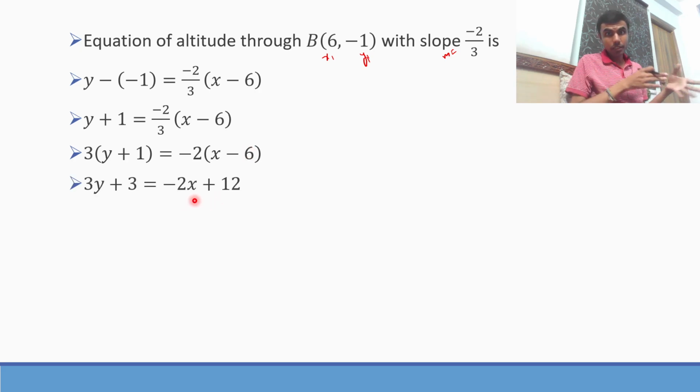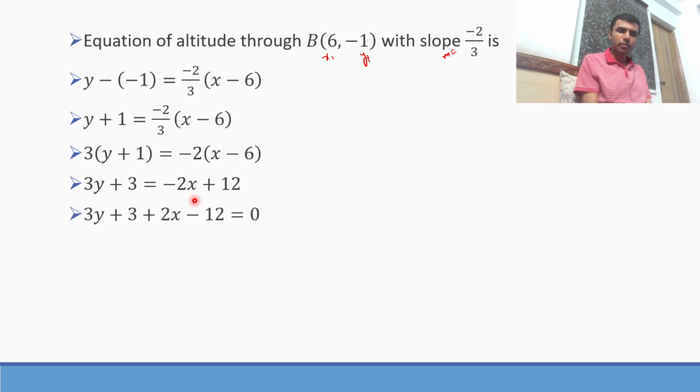Now bring everything to the LHS. So plus 2x minus 12. 2x plus 3y. 3 minus 12 is minus 9. So 2x plus 3y minus 9 is 0. This is my second equation. Now all that is left is solving the two equations.